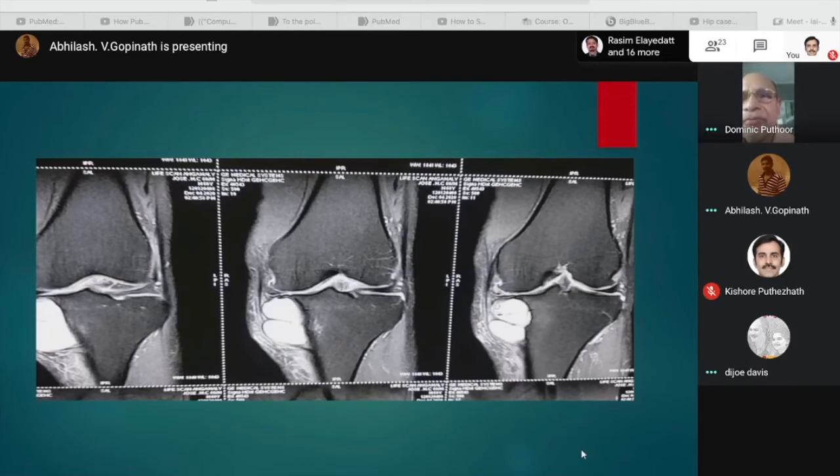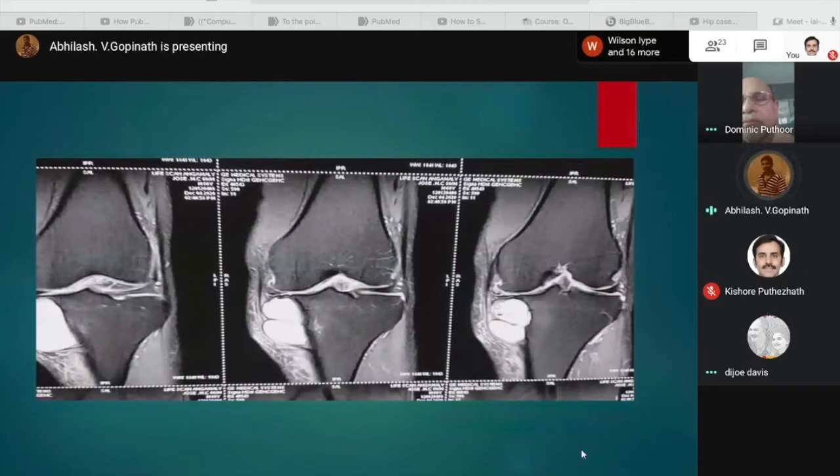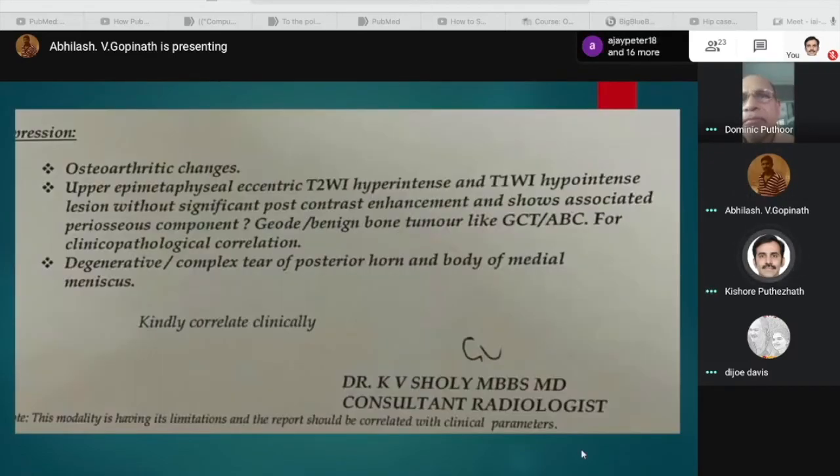Okay, so after seeing the MRI, what do you feel? Sir, I will stick to my diagnosis. Can you read the report? Sir, the impression of the MRI was osteoarthritic changes, upper epimetaphyseal eccentric T2 hyperintense and T1 hypointense lesion without significant post-contrast enhancement and shows an associated periosseous component. Geode or a benign tumor like GCT, ABC, for clinicopathological correlation.